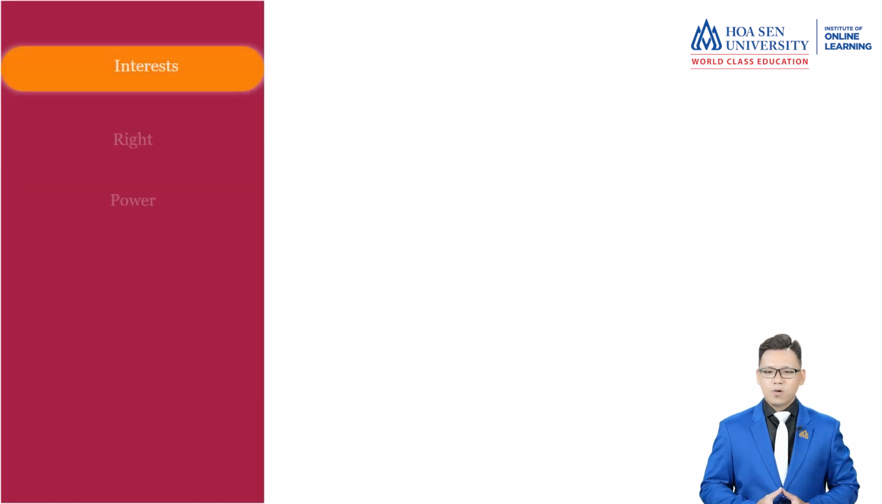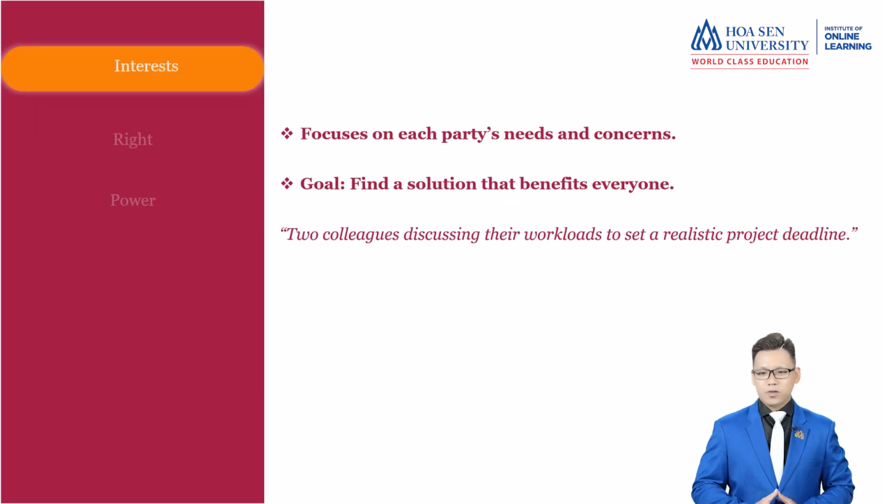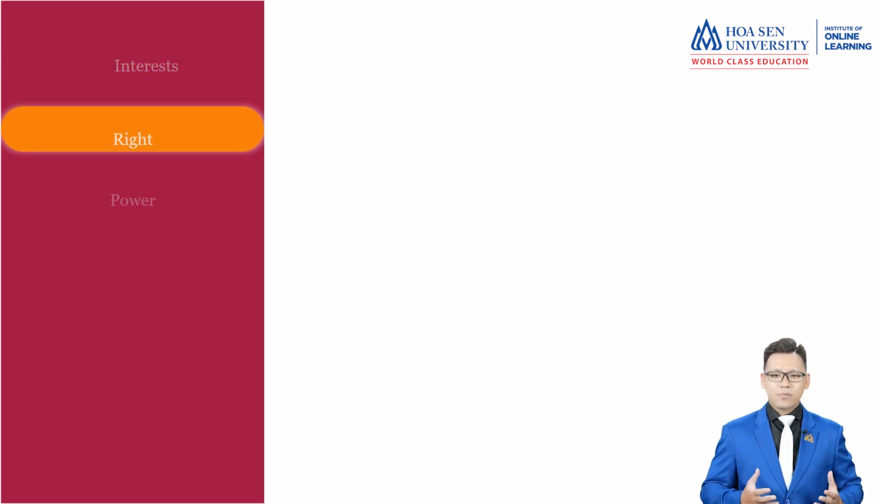So the first approach is the interest-based model. This model is all about understanding what each person truly needs and wants. Instead of just arguing, the goal here is to find a solution that satisfies everyone. For example, if two colleagues are setting a deadline, they might discuss their workload to find a deadline that works for both of them.